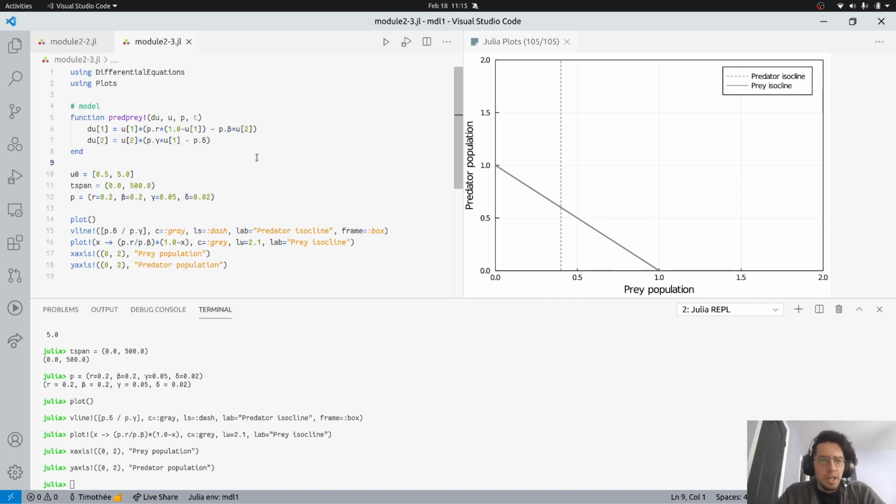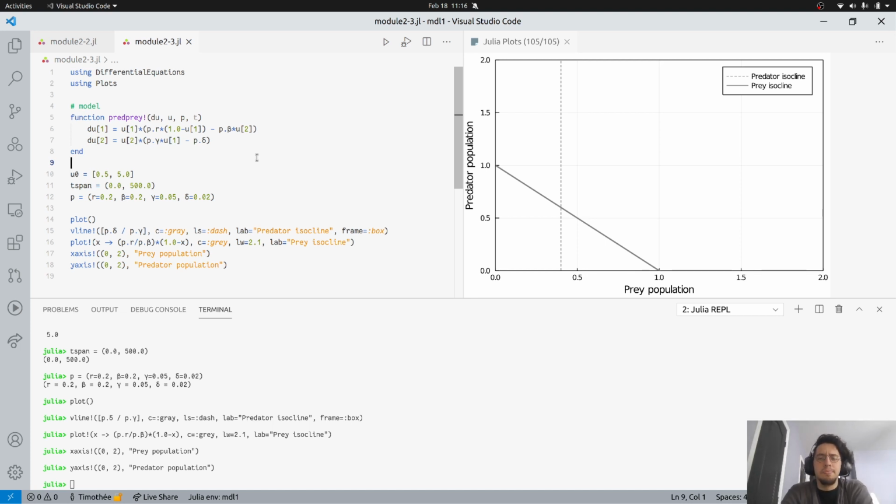Hello everyone, we are going to start the third and final module of this week, where we are going to look a little bit more into stability using simulation and using a very non-mathematical way of thinking about stability.